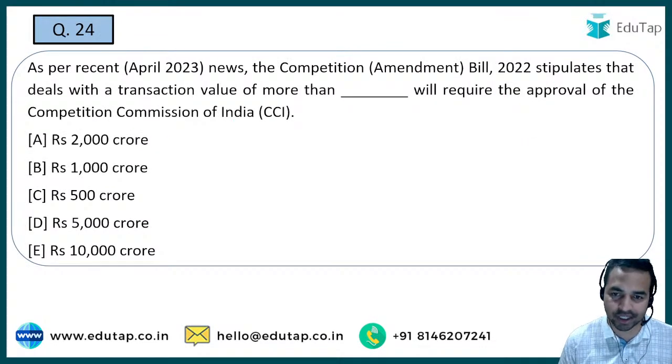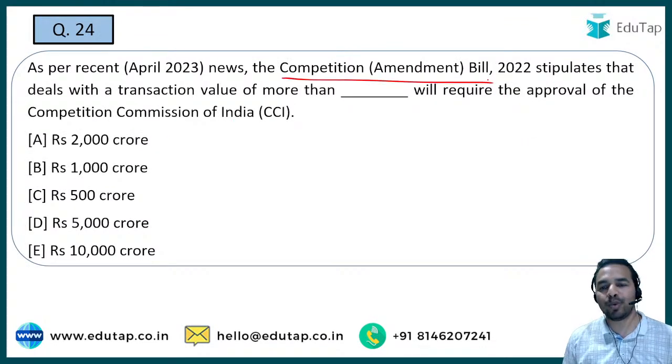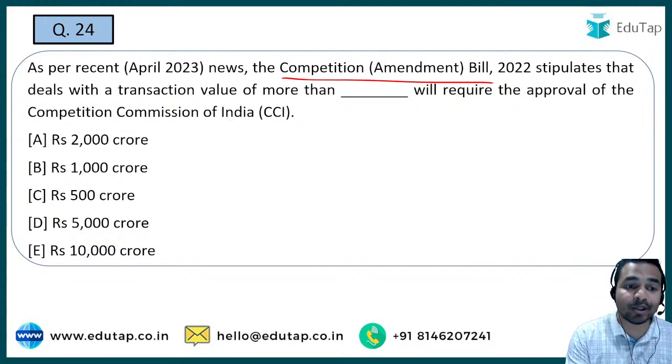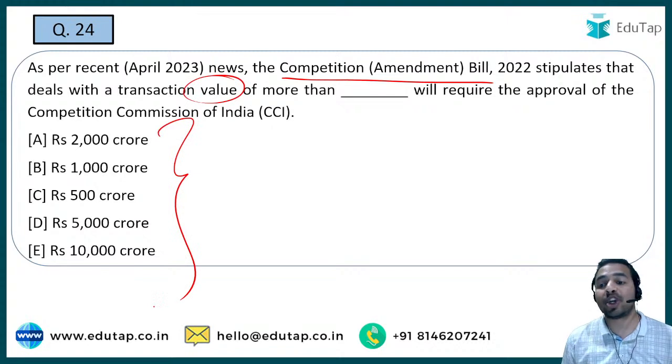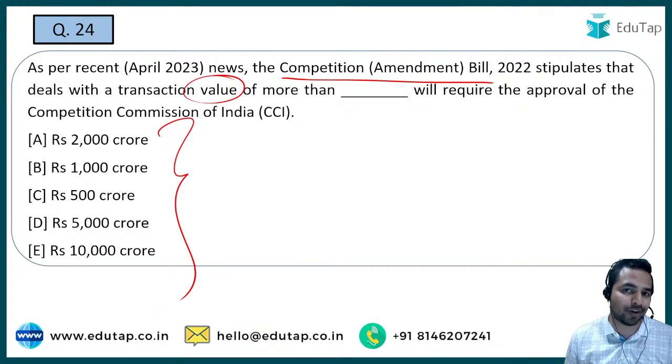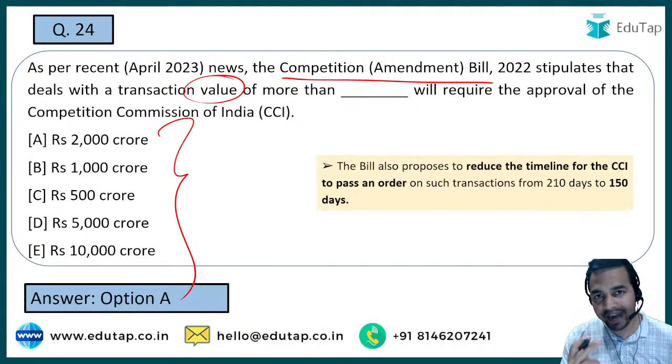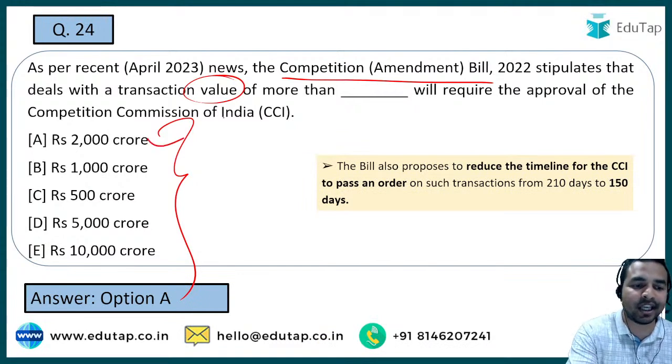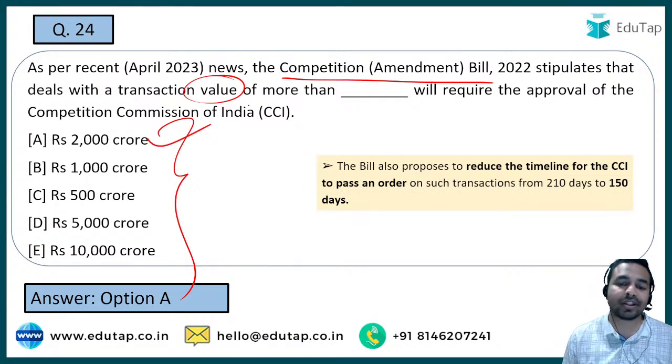Now the next question. So Competition Amendment Bill 2022 stipulates that deals with the transaction value of more than dash crore are going to require the approval of the Competition Commission of India. See guys, वो transaction का amount आपको बताना है जिसके लिए there will be a requirement of approval of the CCI, and that particular transaction is basically of rupees 2000 crore. That is what the right answer is.